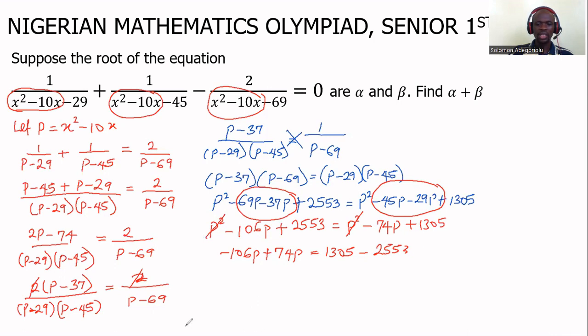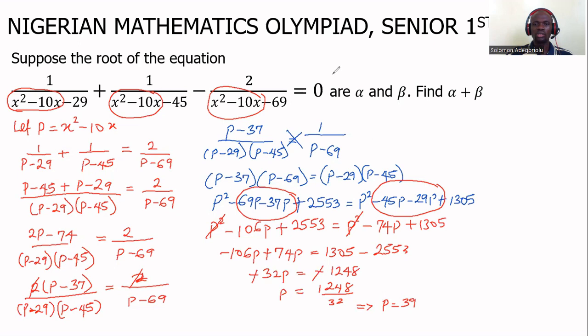From here, we add it together, then this is going to give us minus 32P, and is equal to minus 1,248. Minus can cancel out with this minus. Then we divide both sides by the coefficient of P. The coefficient of P is 32. So 1,248 divided by 32. Therefore, P is equal to 39. So P is 39 from this question that we have.